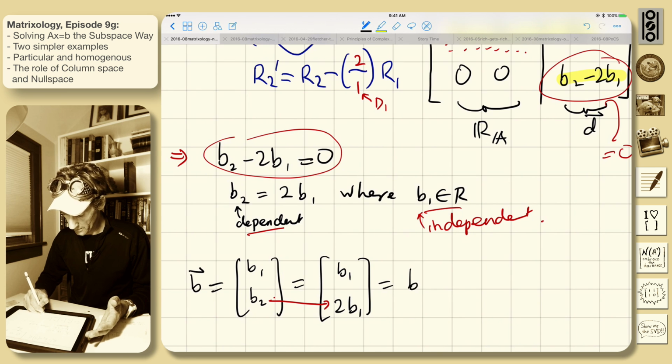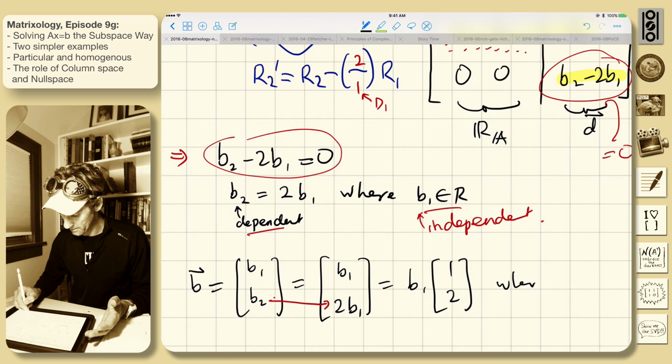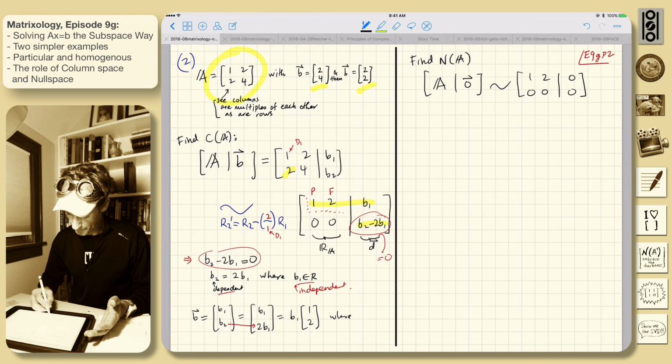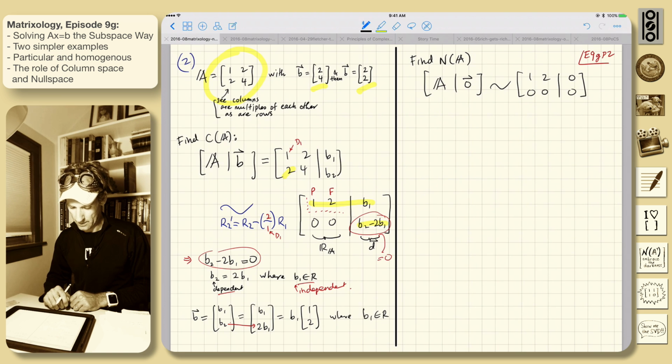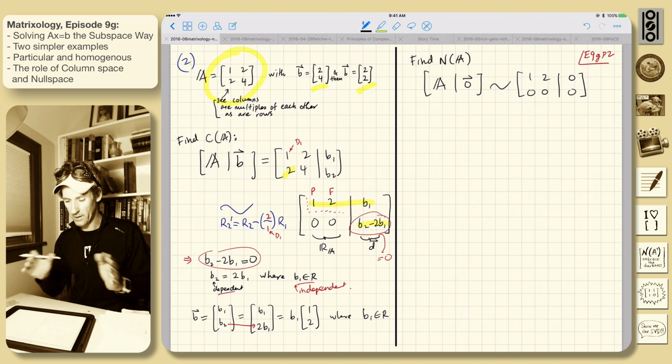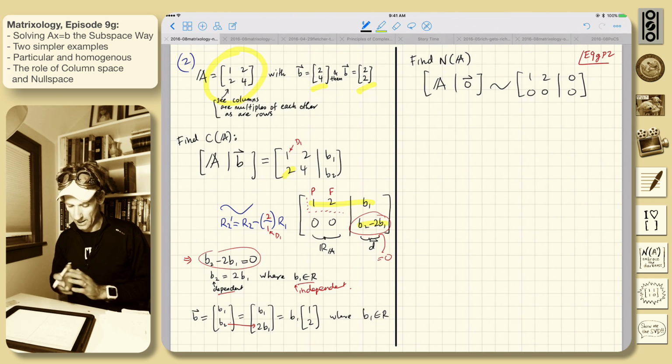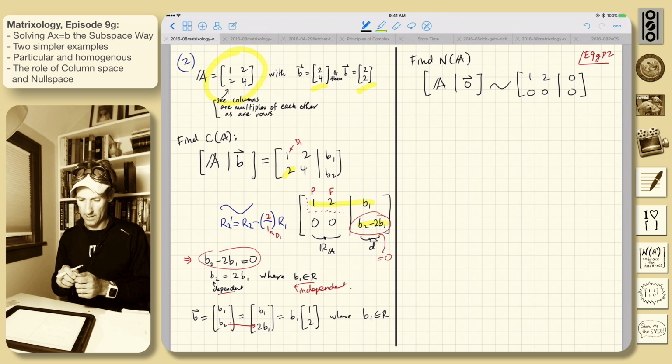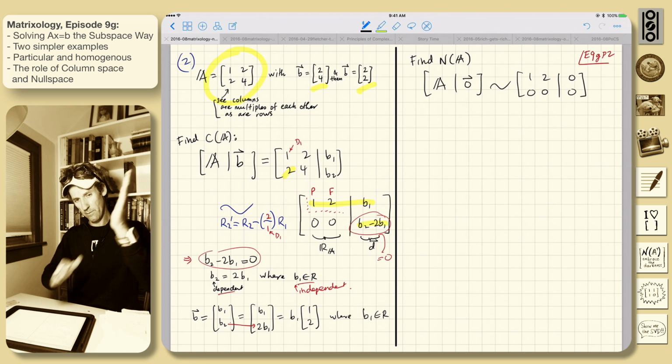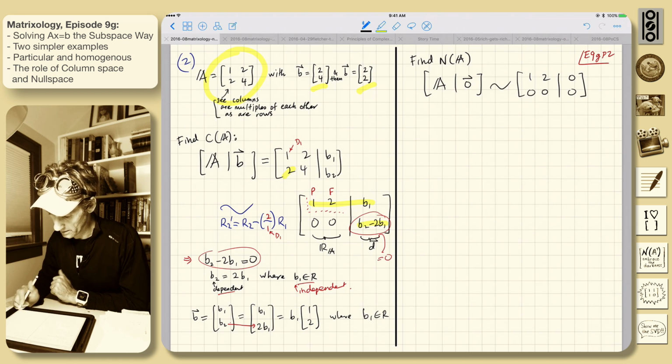And it equals something that should be no great surprise. It's some multiple of (1, 2), where b1 is an element of the real numbers. And then column space, we have to put curly brackets around it, but this is the plan, right? So it's any multiple of (1, 2). So any multiple of that. We'll draw a picture in a second.